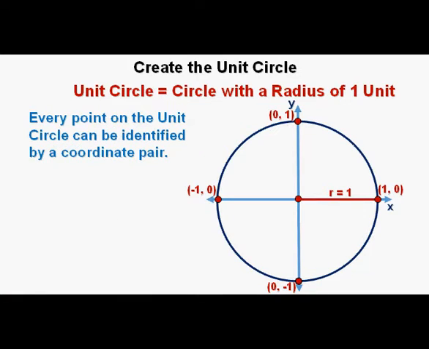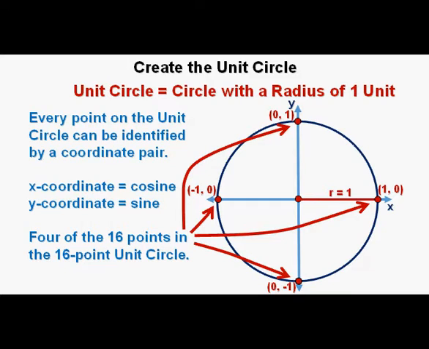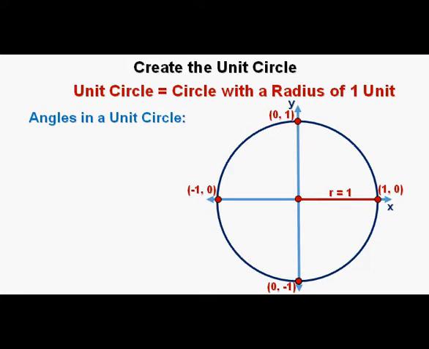Every point on the unit circle, like any point on a coordinate plane, including these 4 points already shown, can be identified by a coordinate pair, an x-coordinate in conjunction with a y-coordinate. And the x-coordinate of any point on the unit circle is the cosine of the angle that places that point, and the y-coordinate is the sine of that angle. A unit circle has 16 key points that are required knowledge for trigonometry and calculus students, and these are 4 of those 16 points. Let's look at angles in our unit circle.